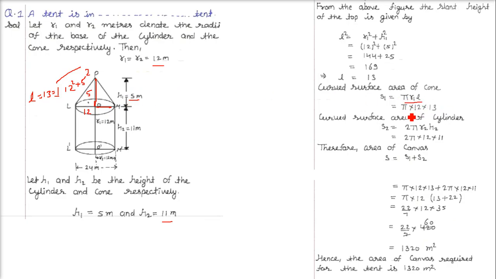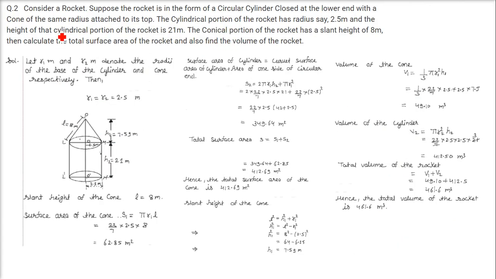Now the curved surface area for the cone will be pi into r into L. R we are going to use as 12, and L, the slant height, is going to be 13. What is the curved surface area of the cylinder? This is going to be 2 pi r h, so 2 into pi into radius 12, and height 11. When you add these, this is the area of the canvas required for the tent, which is 1320 meters square.